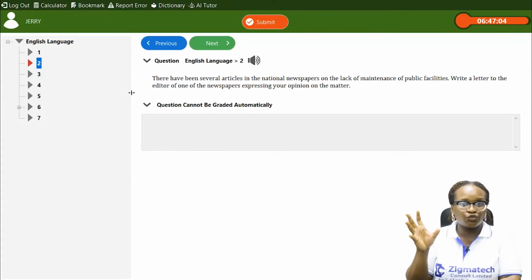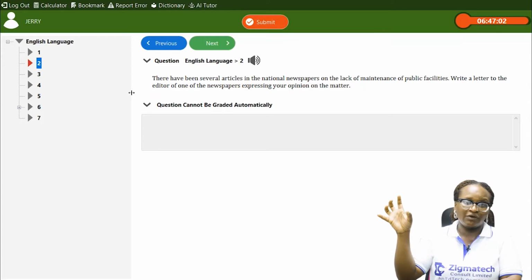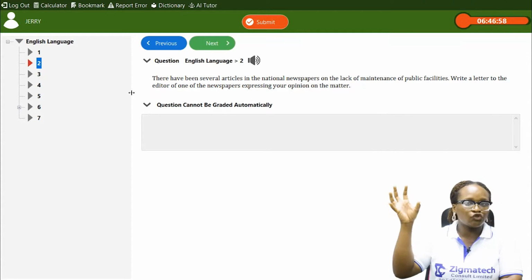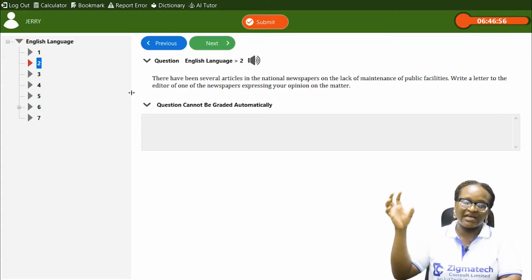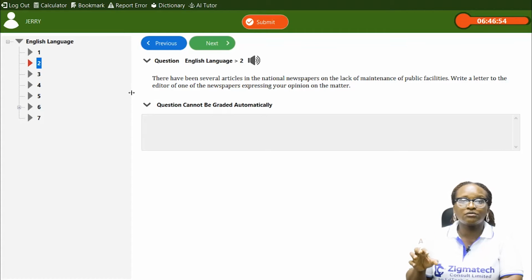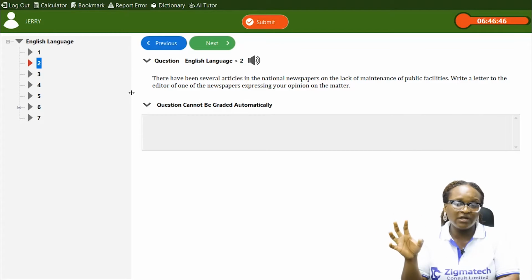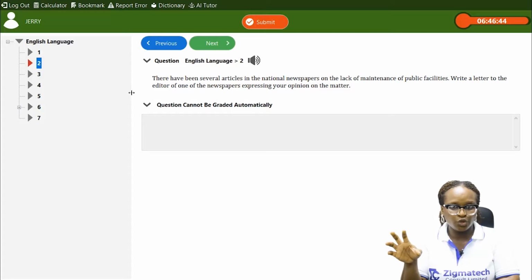But it's important that we know that the address of the writer in all letter types is written at the topmost right-hand side of your answer sheet. Please, punctuations are very necessary. Basically, the punctuations that you will be adopting for your address will definitely be the comma and the full stop. The comma and the full stop.